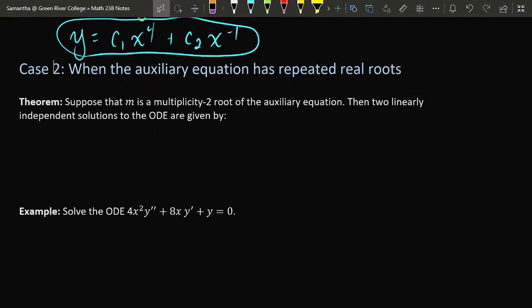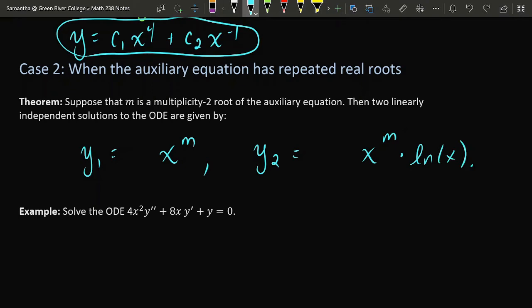when you solve your auxiliary equation, then your two solutions can be found by taking x to the power m as one solution, and then to construct your second linearly independent solution, you can just take your x to the power m and multiply it by the natural log of x. You could figure out this result using reduction of order the same way that we did yesterday. I'm just going to skip that part. You already know the basic idea of that derivation, and I'm just going to give you the conclusion.